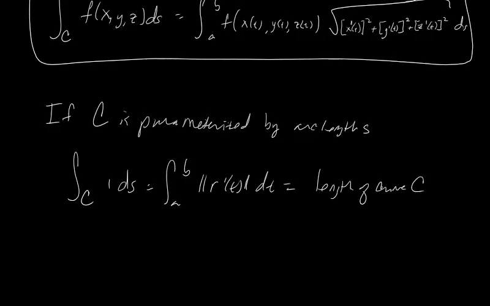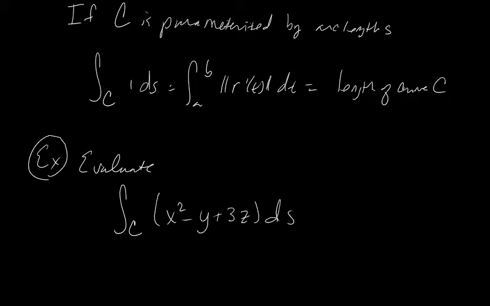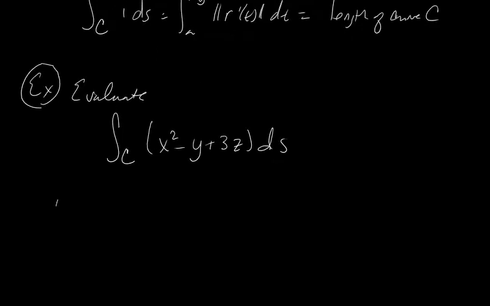So let's go ahead and do an example of a line integral. All right, so let's evaluate the integral over c of x squared minus y plus 3z ds, where c is equal to the vector 1, 2, 1, and t is between 0 and 1.